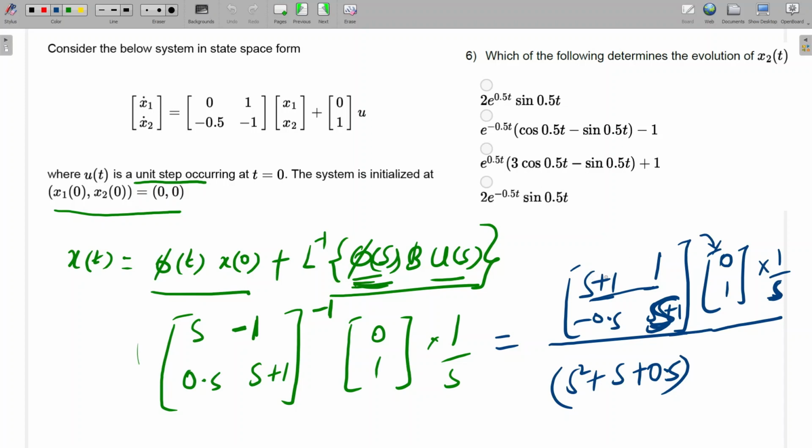Row and column will be s plus 1 into 0 plus 1 into 1. So that will be 1, the first element. And the second element will be minus 0.5 into 0 plus s into 1. Okay, so this will be like this, 1 by s divided by s square plus s plus 0.5.